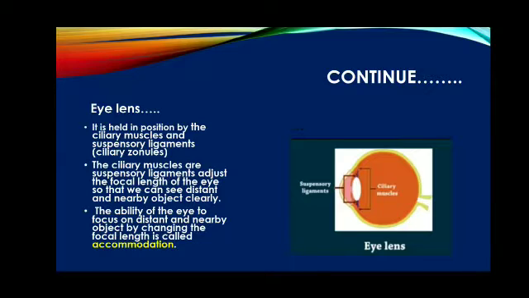The eye lens is held in position by the ciliary muscles and suspensory ligaments. The ciliary muscles and suspensory ligaments adjust the focal length of the eye so that we can see distant and nearby objects clearly. The ability of the eye to focus on distant and nearby objects by changing the focal length is called accommodation. Understand? We call it accommodation.